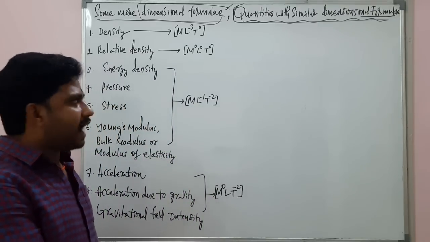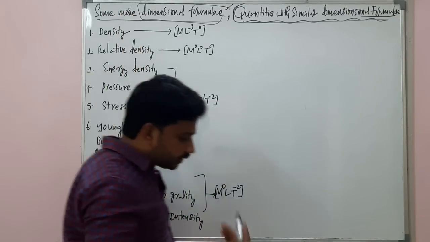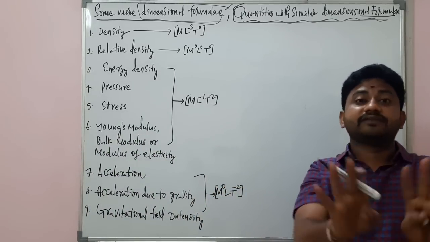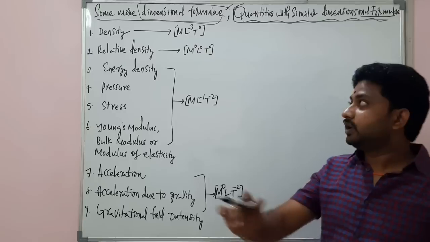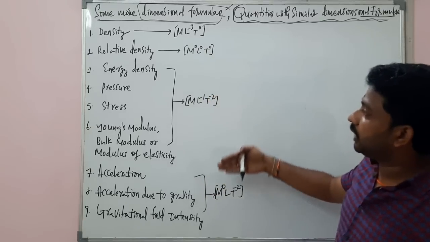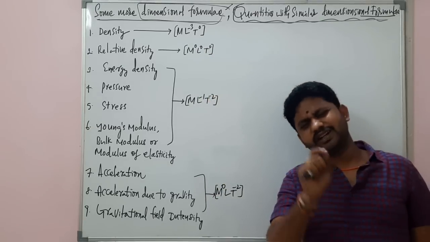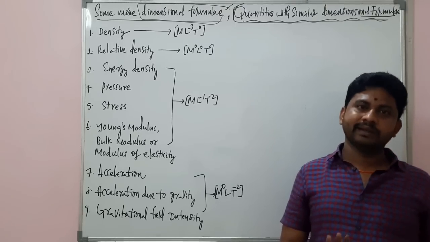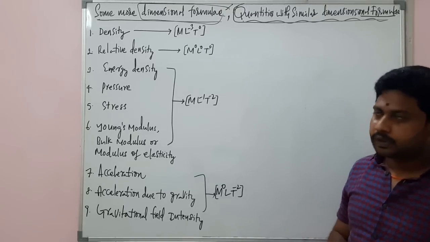Let's see. I have written 9 physical quantities here and their dimensional formulas also. Do not get confused. I am going to derive each and every dimensional formula here. No worries. Okay? Clear? Let's start.